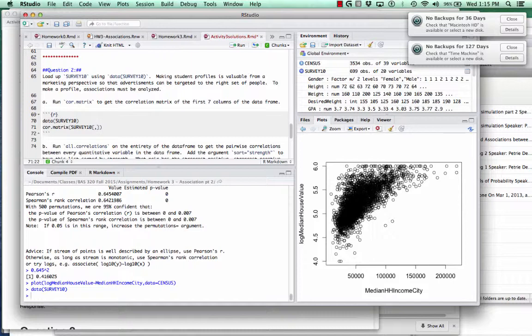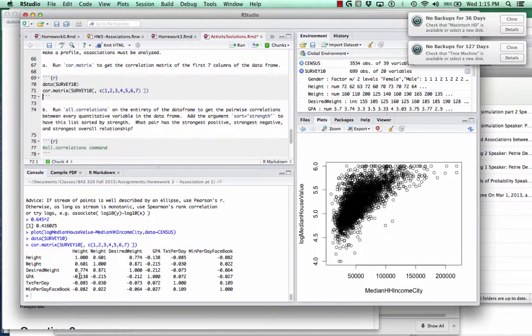So I can get the first 7 by putting together the numbers 1 through 7 as a vector. Basically, the numbers separated by a comma and then wrapped inside of c parentheses. So this will extract the first, second, third, fourth, fifth, sixth, seventh columns of the Survey 10 data set. And so we're just looking at the correlations between there. All right, so here's our correlation matrix.